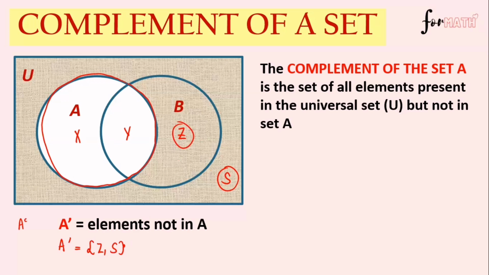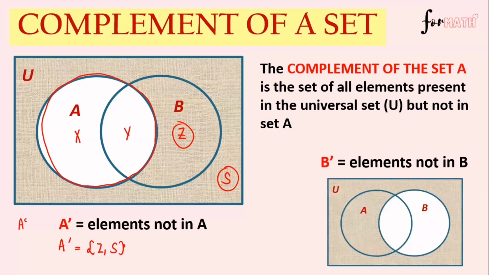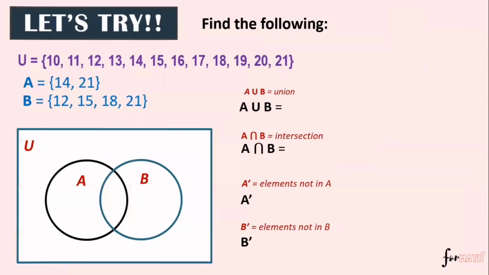Okay? Next. Pag B prime naman, so elements not in B naman. So this is the sample illustration using the Venn diagram. So using the same given, anong B prime natin? Ito yung X, ito yung Y, ito yung Z, ito yung S. So ang B prime natin will be X and S. Okay? So next, let's try the following.